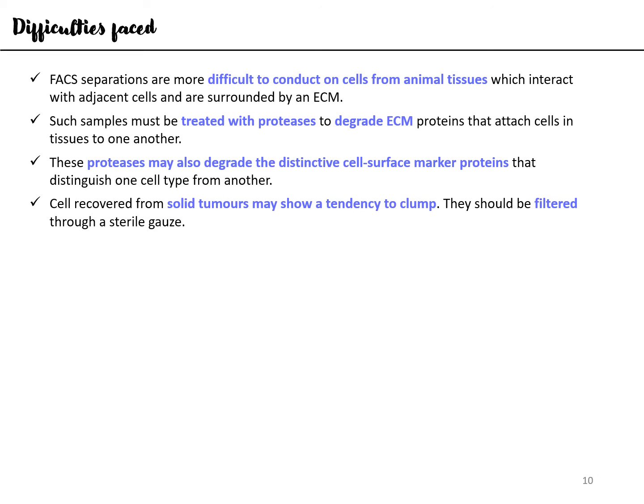Cells recovered from solid tumors also show a tendency to clump together, and should therefore be filtered through a sterile gauge, which will remove any clumps that are present. Because, as we have already discussed from the very beginning, it is absolutely imperative that you have a single cell suspension, and that at a time only a single cell passes through the pathway of the laser.